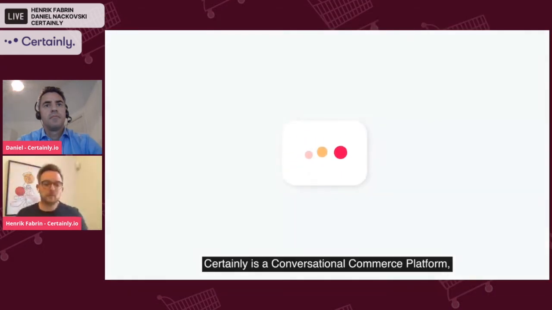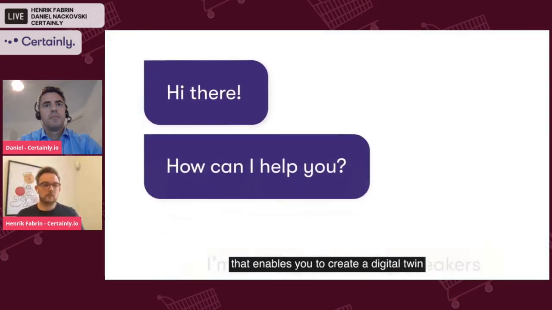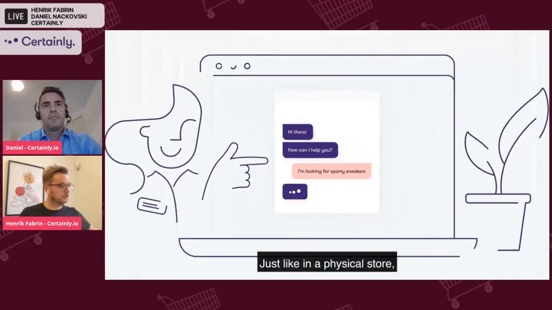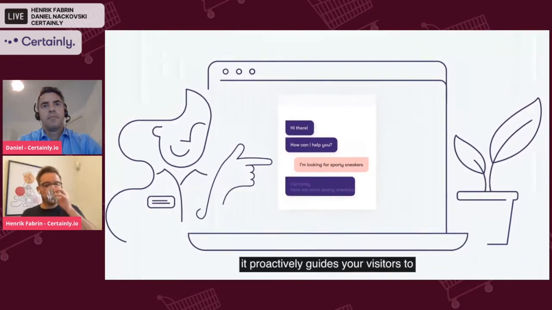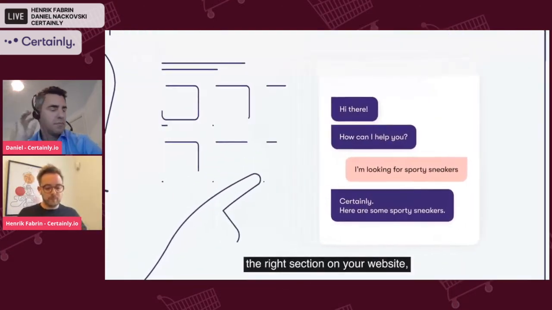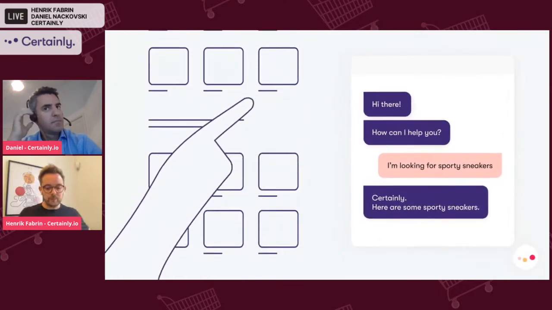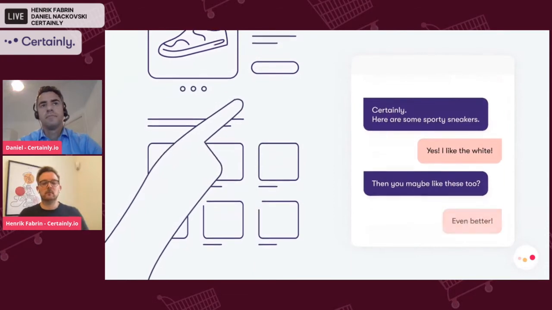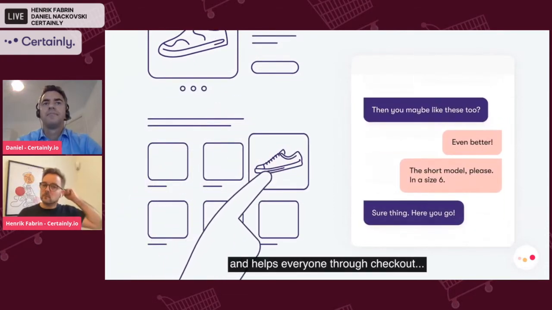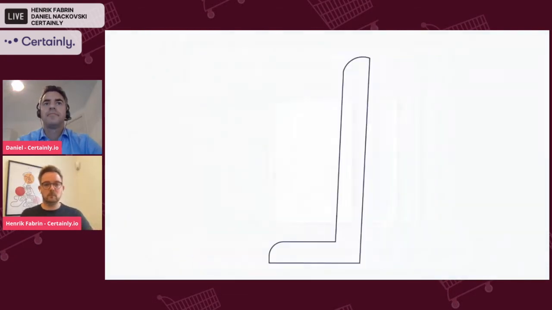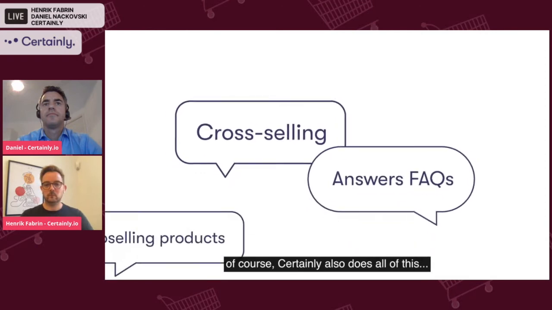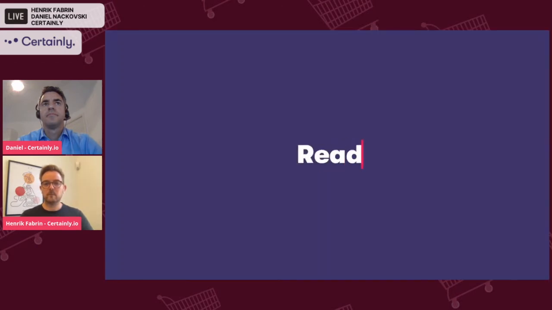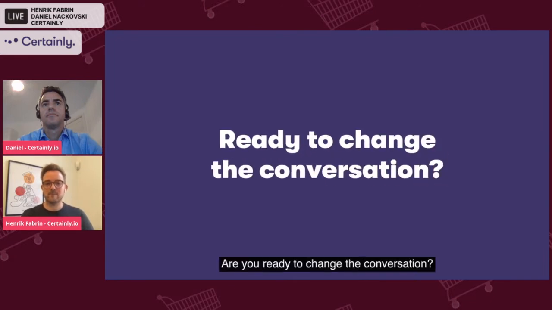Certainly is a conversational commerce platform that enables you to create a digital twin of your best salesperson. Just like in a physical store, it proactively guides your visitors to the right section on your website, takes them to the right products, recommends relevant items, and helps everyone through checkout. And, of course, Certainly does all of this. Are you ready to change the conversation?